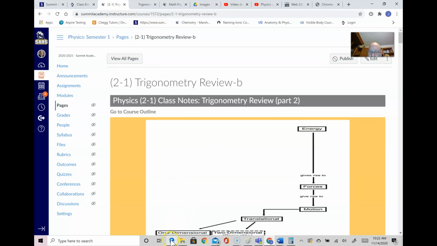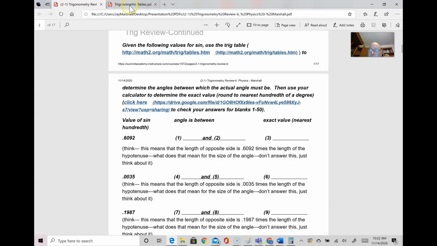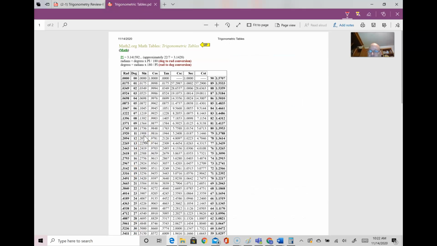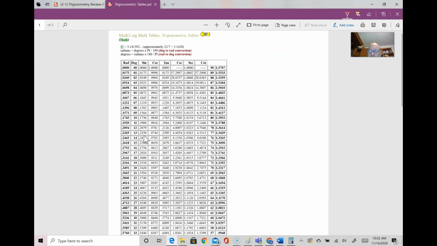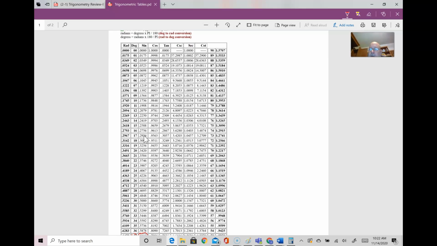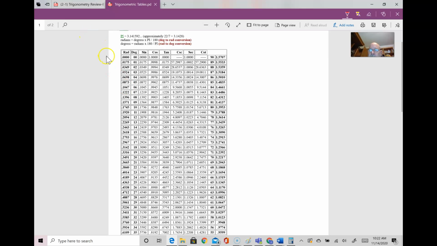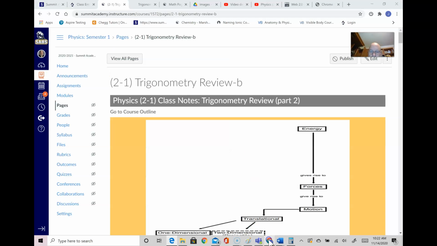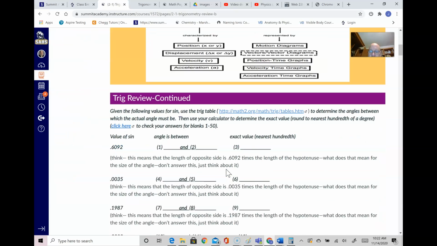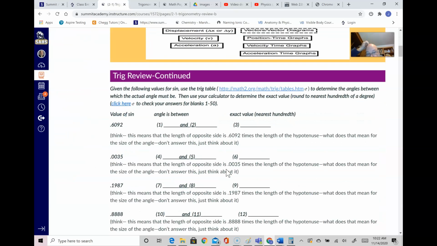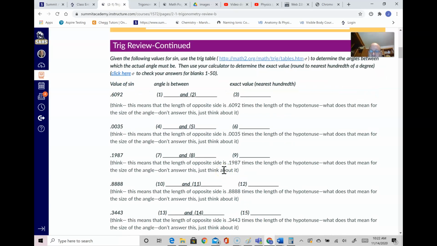So this is that worksheet, or that trigonometry table. The trig table, and hopefully you remember that from the first trig review exercise or assignment. But anyway, these are the class notes, and so we won't go through all of these exercises. I'll just do some, and then you should do the rest of them.